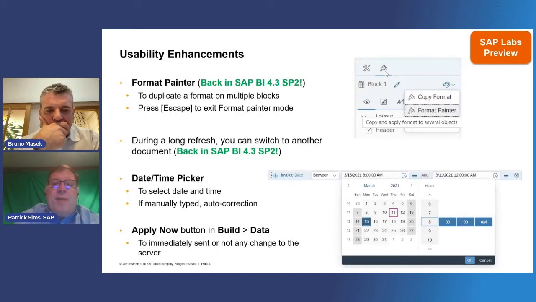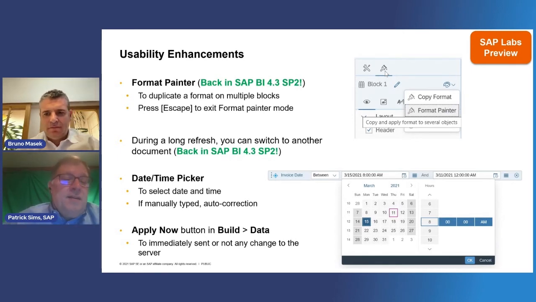There's a date time picker that we have. So if you're doing date and time selection, you can manually type it in and it'll be auto-corrected for you by the calendar. And for those who prefer to use the date picker with the calendar, you can do that too. And there's an apply now button in the build and data sections of the design panel. So you can do it immediately or not have any change to the server whatsoever yet.